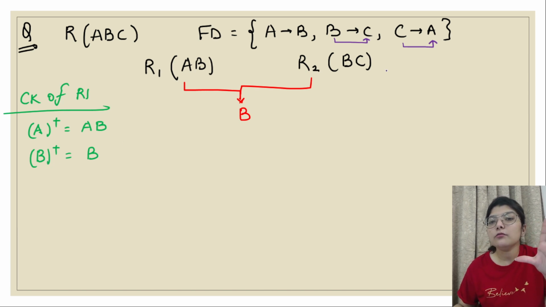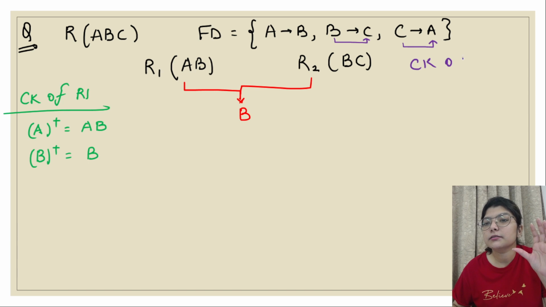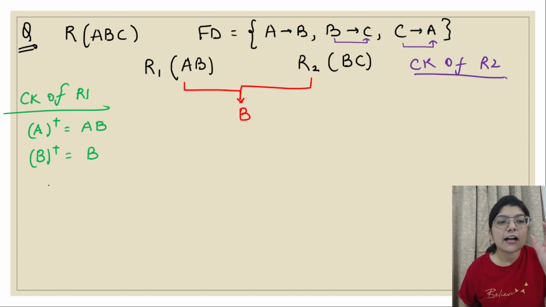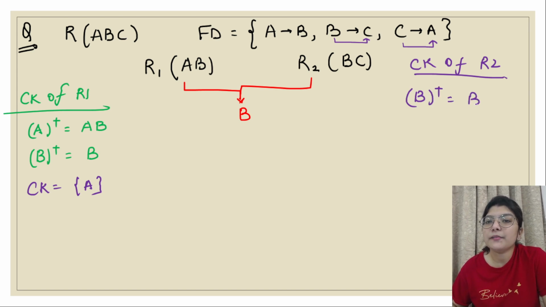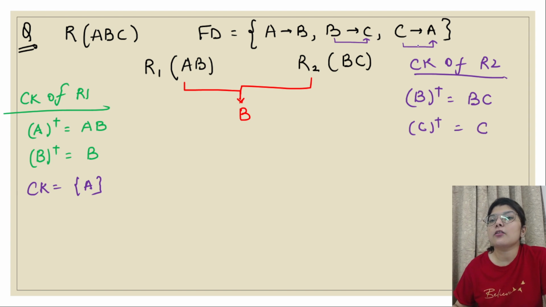Now we move to the candidate key of R2. So what is the candidate key of R1? The candidate key of R1 is A only. Now let's take the closure of B. B closure will give you B and C. And what about C? C closure will only give you C, because from C I am getting A, and from A I'd get B, but A is not a part of this relation, so you will not add it in your candidate key.